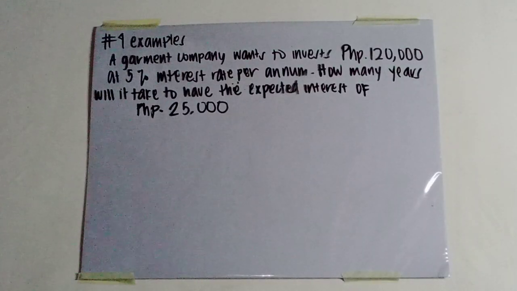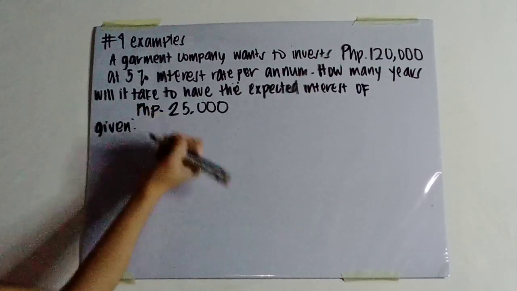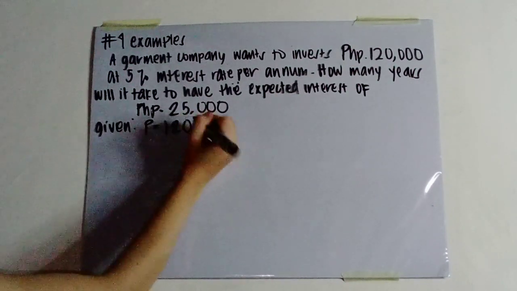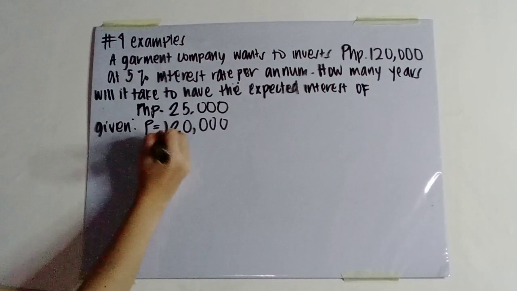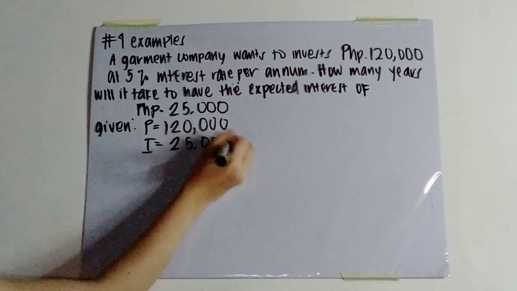Example number 4. A garment company wants to invest 120,000 pesos at 5% interest rate per annum. How many years will it take to have the expected interest of 25,000 pesos? Write the given. The principal is 120,000 pesos. The interest is 25,000 pesos.